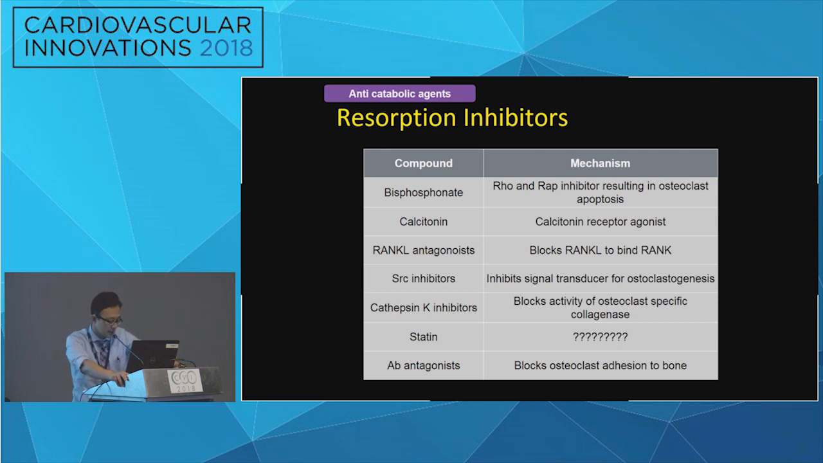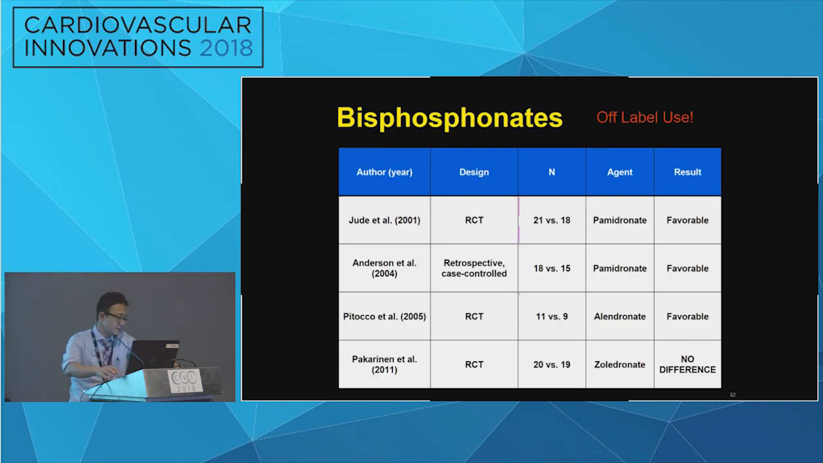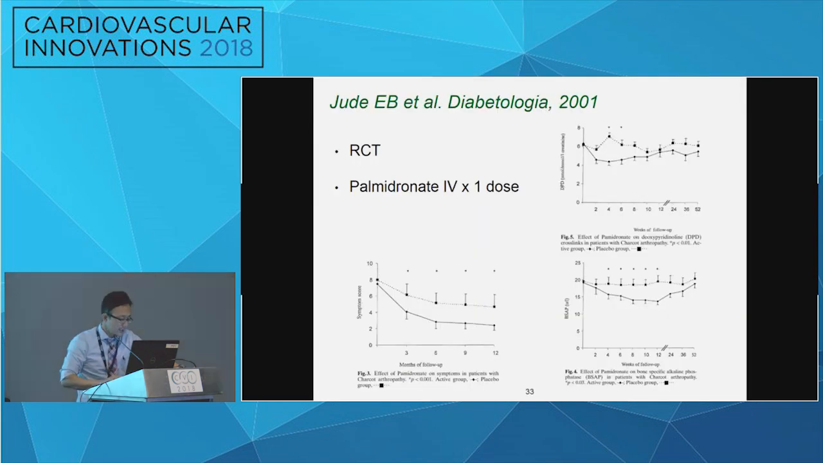Anti-catabolic agents: now some options are available, the bisphosphonate being the most popular one. Calcitonin and RANK ligand antagonists are now coming up. Probably most of you use the bisphosphonate at this point. It came from the first famous study Dr. Jude did at Manchester University, a randomized clinical trial, and showed a significant decrease in pain and inflammation, all the stuff, using pamidronate, one dose. Since then, this is a study from Manchester.